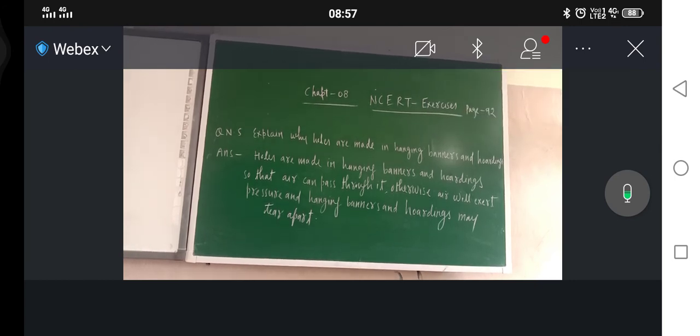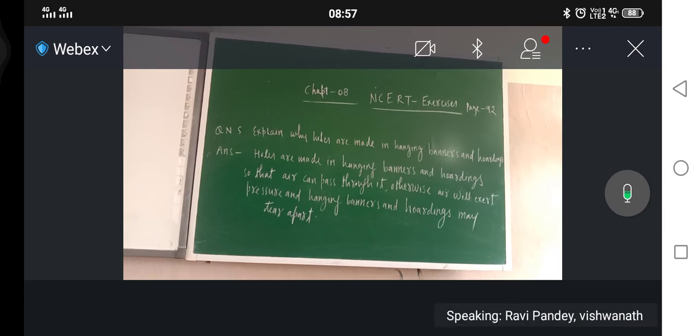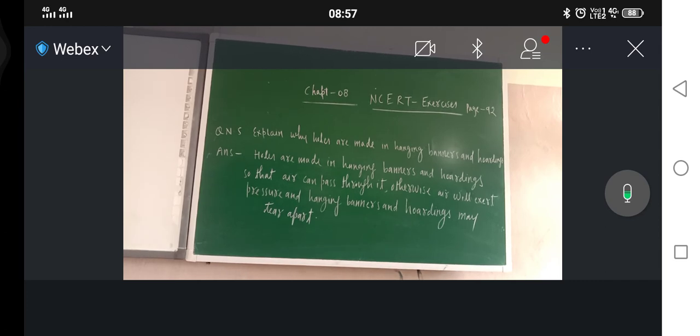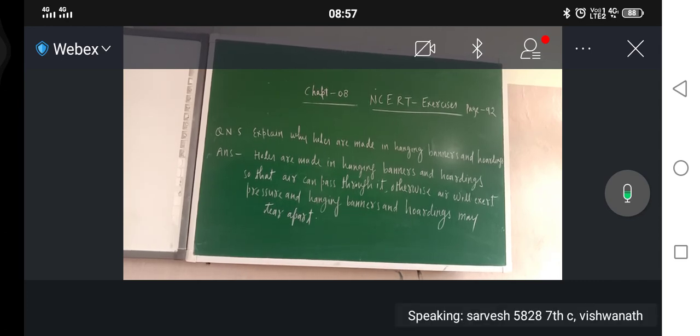Hoardings means big, big hoardings that you might have seen in the shops. They are using those hoardings to write the name to advertise some products, just like placards.